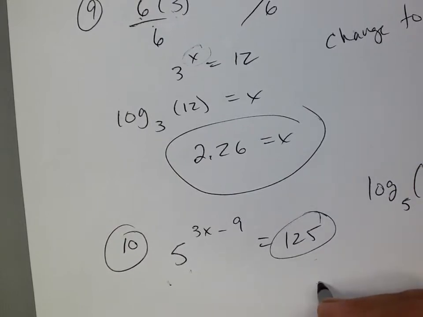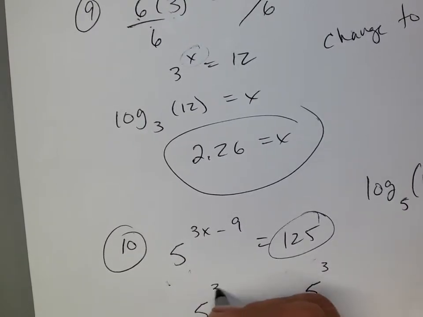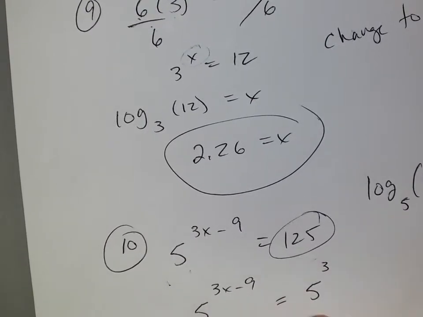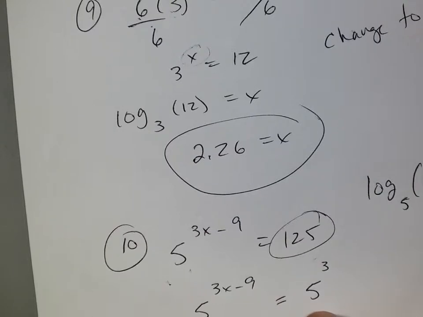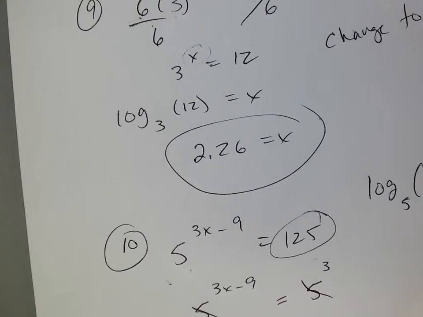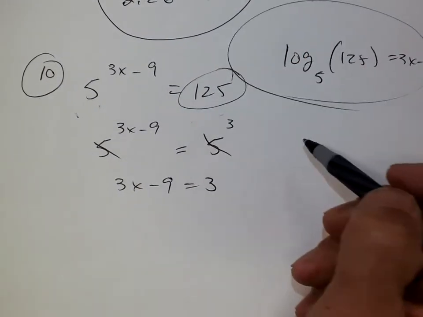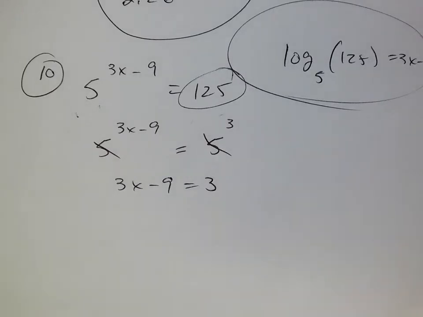125 is the same thing as 5 to the third power. It's faster and it's easier if you can see this. 125 can be a base 5. And then if you got the same base, you can just solve for x and go 3x minus 9 equals 3. That's easier. The other way will work, but it's kind of tedious. If I'm smart, I can do it this way.